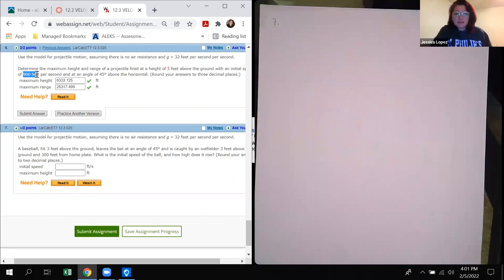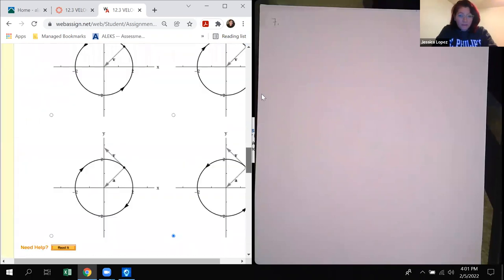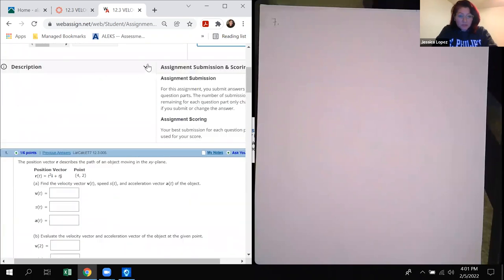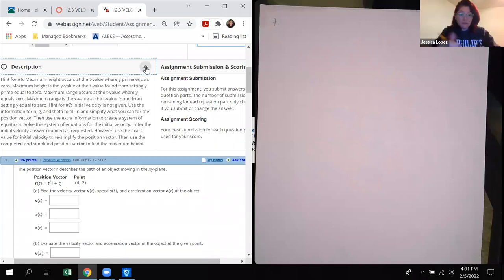And the maximum height, that's nothing new. We've already done that, right? You take the derivative of the y component, find the t, and then plug that t into the y component position, and you're done, okay? But the other one is a little bit more complicated. And I'm going to read you this description, and I hope it makes sense. But if it doesn't, you're going to see me work it out so that hopefully it makes more sense, okay?